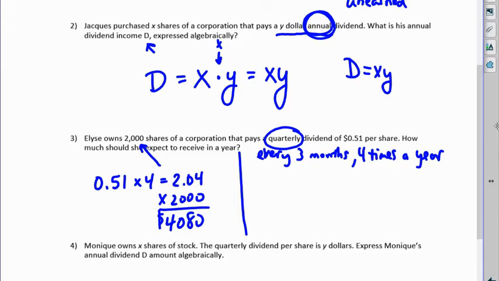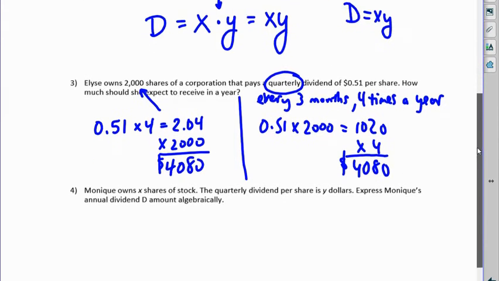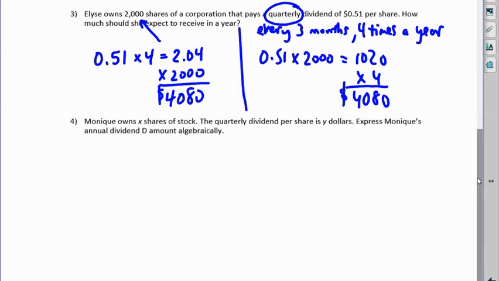The other method people do is they look at how much they get each quarter. So some people say, I'll take my 51 cents and I'll multiply by the shares so that I can see that I make $1,020 every quarter. Now there are 4 quarters in a year, $4,080. So it doesn't matter what order you go in because multiplication is commutative, but that just shows you that you can have a little bit of freedom to do your own method, but you did at some point need to multiply by 4 to make that quarter turn into a year.